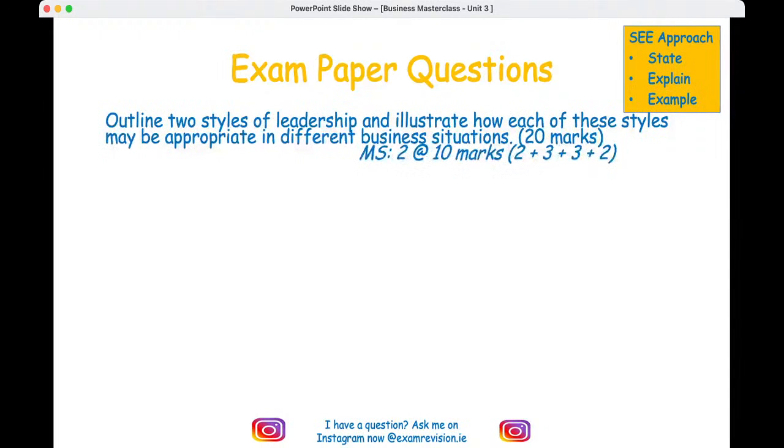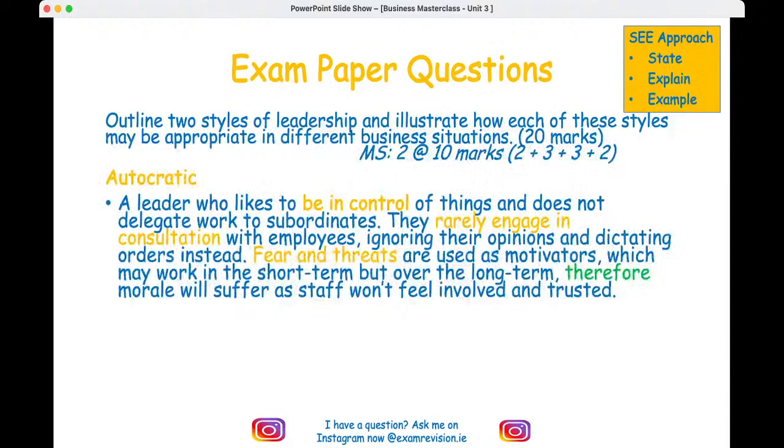So outline two styles of leadership. So I have to give 2 styles of leadership, and then you have to illustrate how each of these styles may be appropriate in different business situations. Okay, so the first one I'm going to do is autocratic. Getting 2 marks for my state.